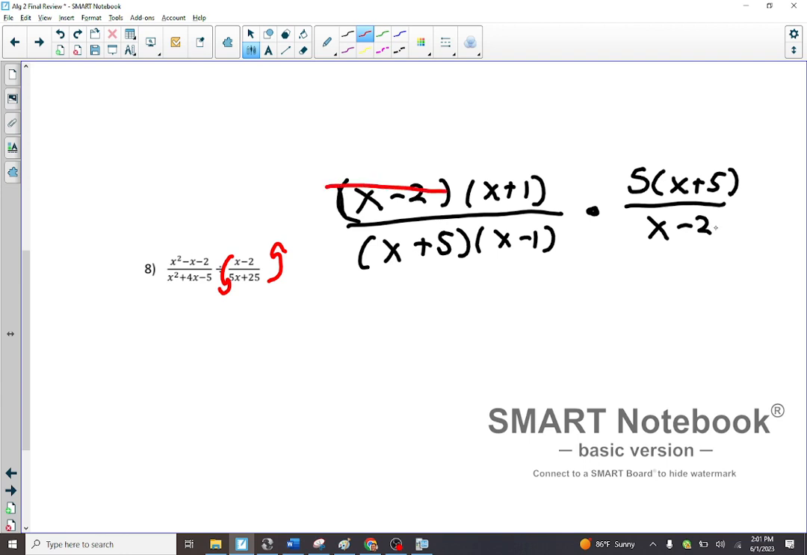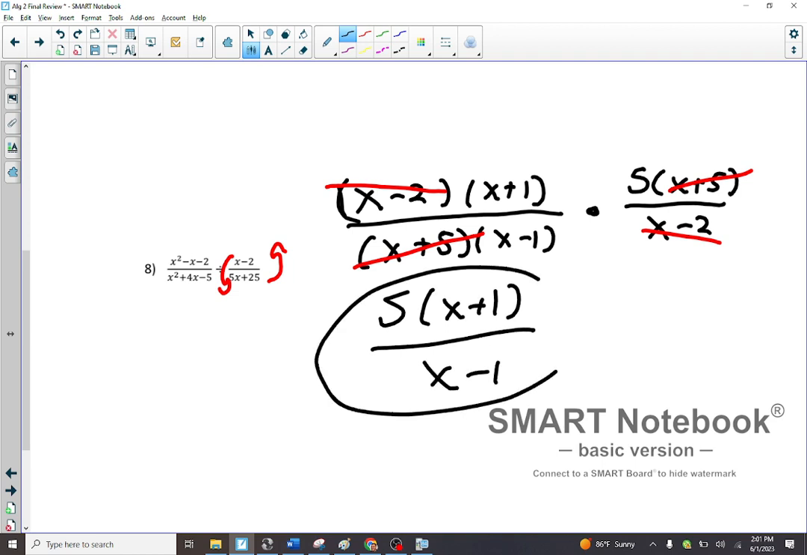So crossing out x minus 2's, crossing out x plus 5's, it's going to be 5 x plus 1 over x minus 1. That's what's left over. No, and it's multiple choice. You don't have to do anything in terms of changing and rewriting.